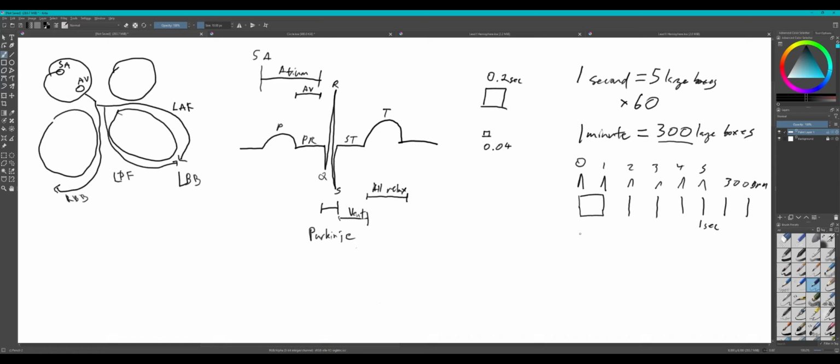Now let's say you have a QRS at every other box. That would be 150 then, right? There we go, 150. How about every third? Almost. What's 300 divided by 3? Remember, this is 1, 2, 3 large boxes. Yep, 100.